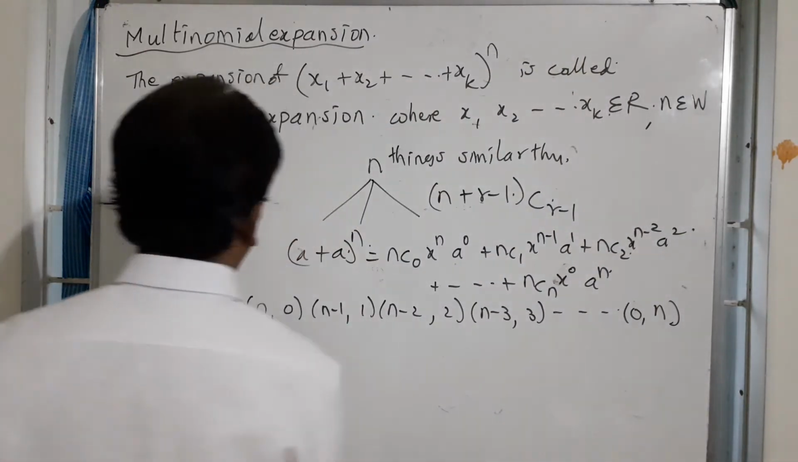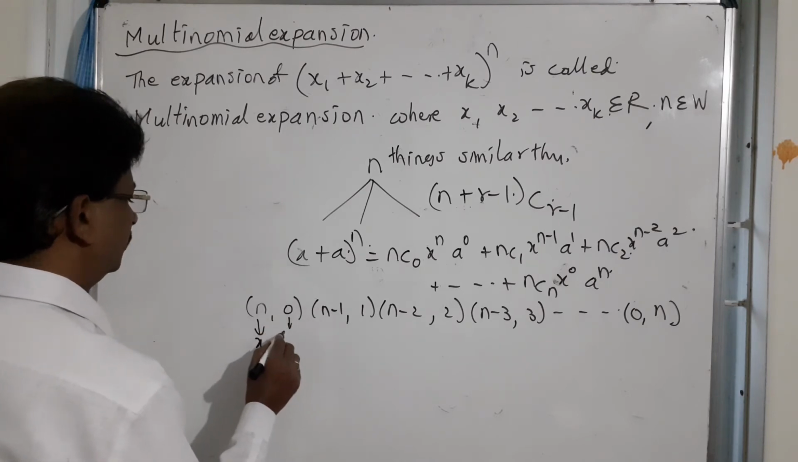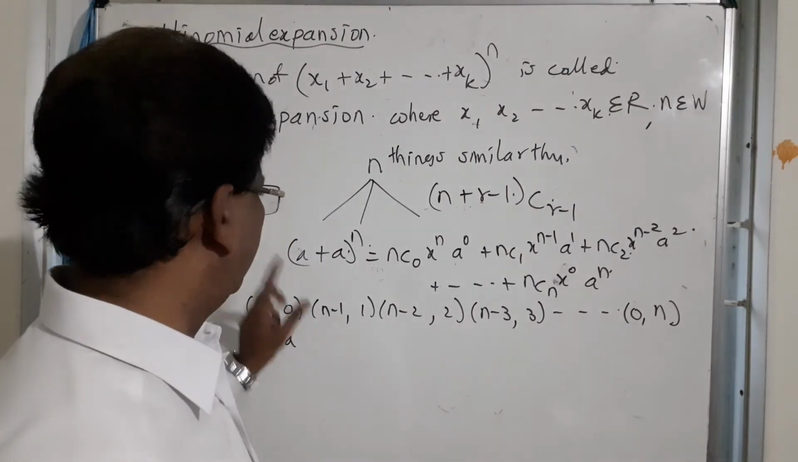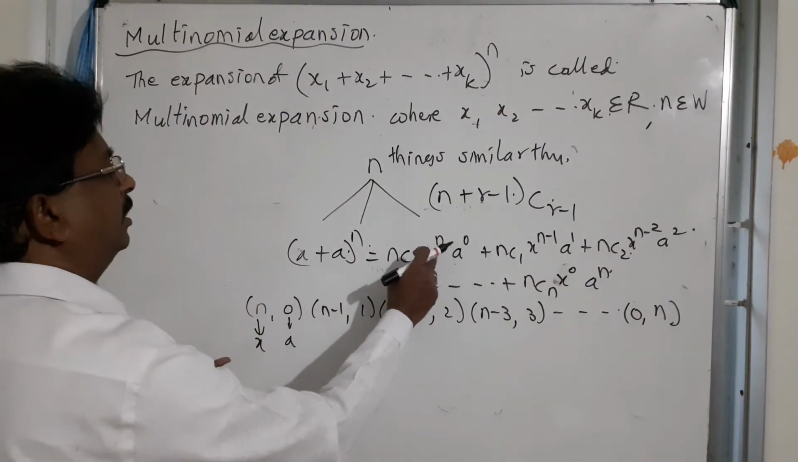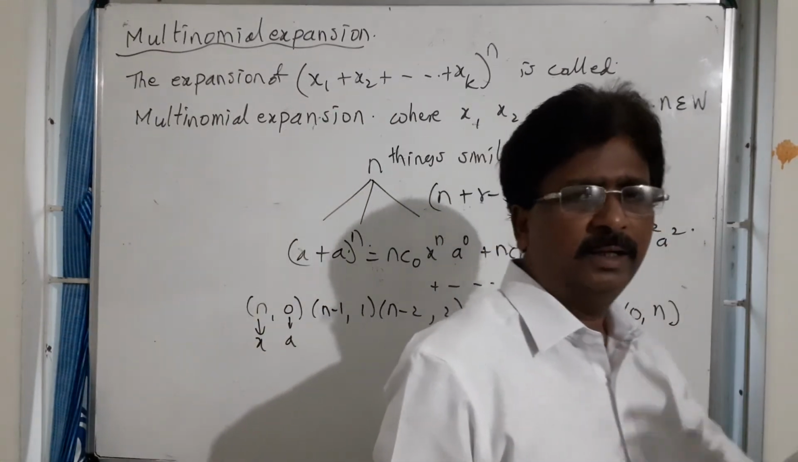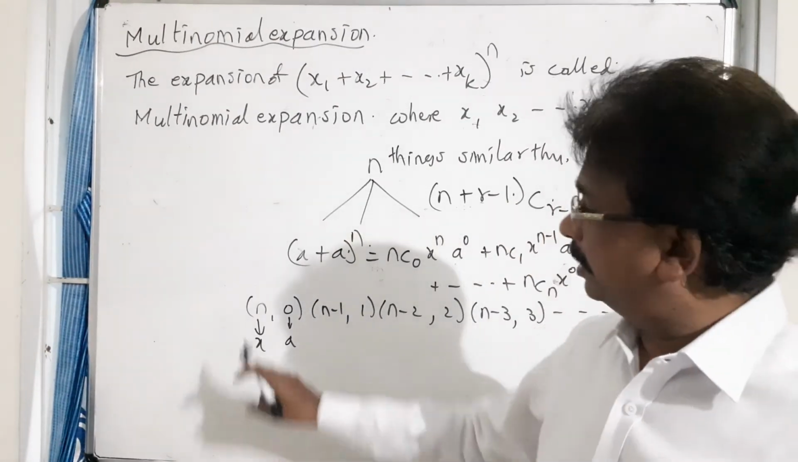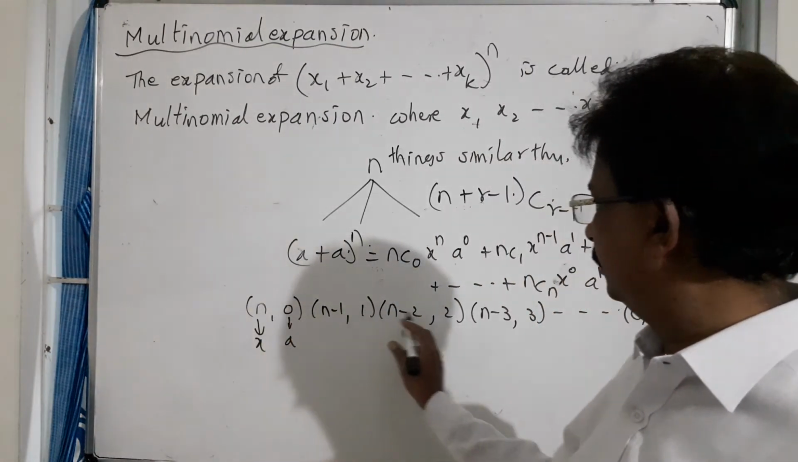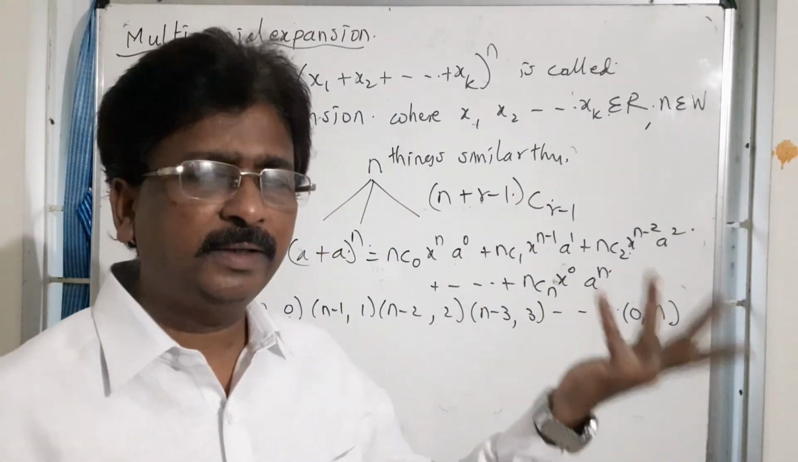Now x took n things, and a took nothing. This is x, this is a. Here you can observe that (n, 0) appears as the exponent: n comma 0, n minus 1 comma 1, n minus 2 comma 2, and so on, 0 comma n. You can observe that. Now how many terms are here? You can count it: n plus 1 terms. Here 0, 1, 2, 3 up to n, so n plus 1 terms. Now this formula is the number of ways of giving.